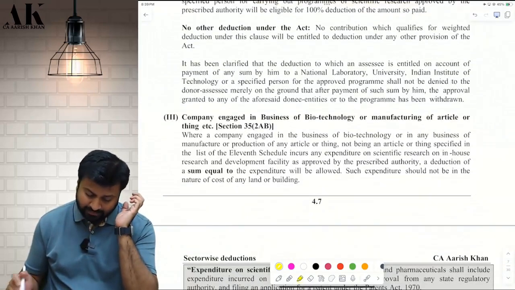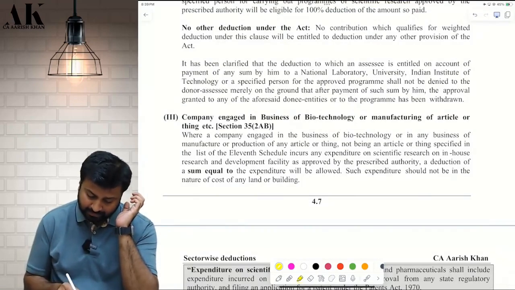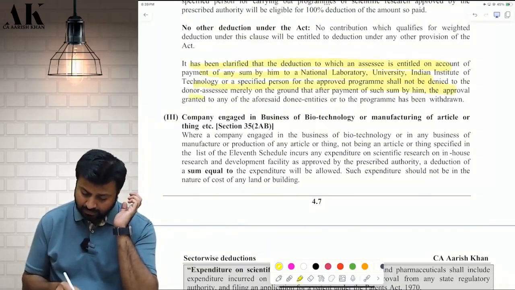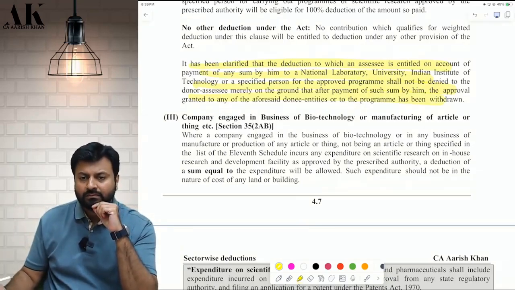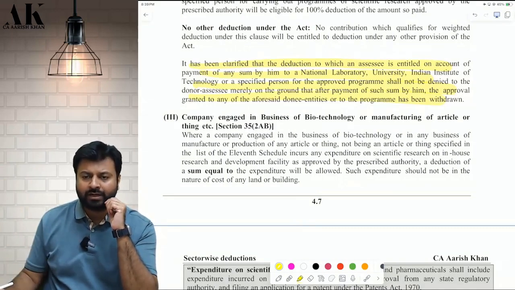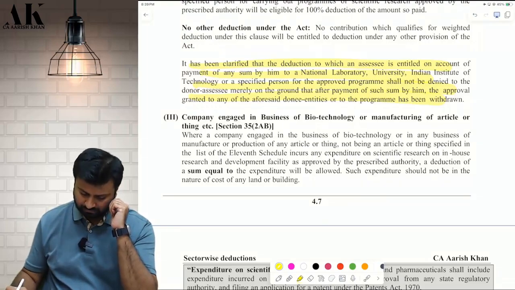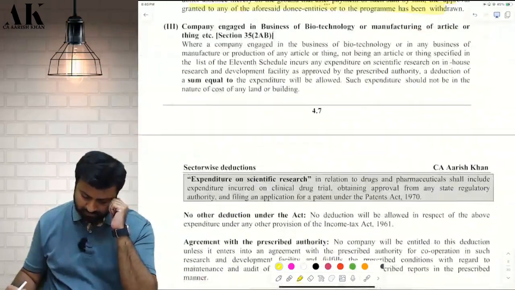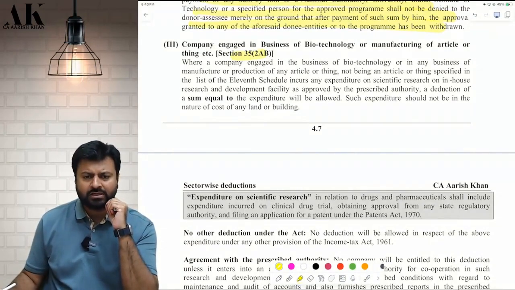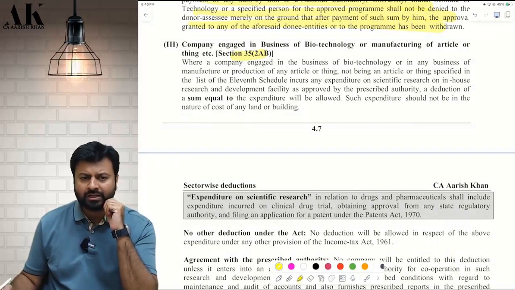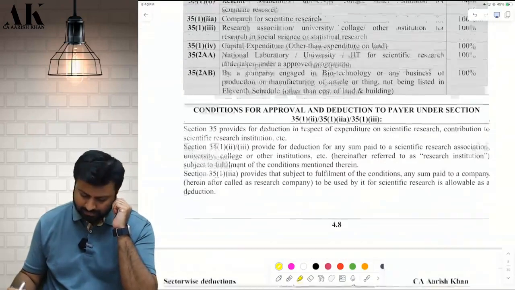And then at the end, it is written that if the approval is denied by the government later on, then your deduction will not be disallowed. Agreed? Tell me fast. And then last but not least, 35(2AB), which talks about in-house research, manufacturing other than 11 scheduled product. And then again, institute has given what?